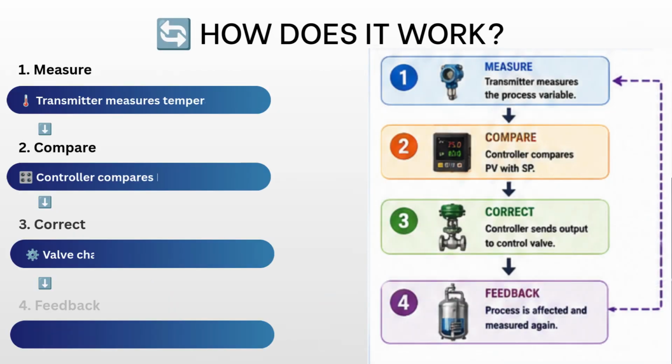The control loop continuously repeats four basic steps. First, the transmitter measures the process. Second, the controller compares the process variable with the set point. Third, the controller sends an output to the final control element, such as a control valve. Finally, the process is measured again. This feedback cycle continues automatically.